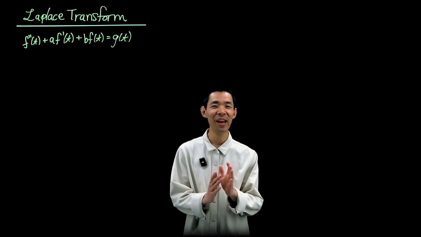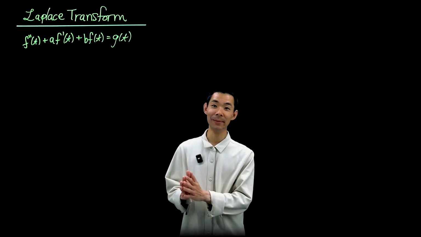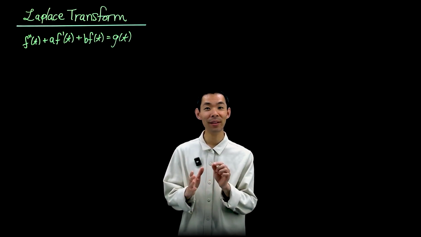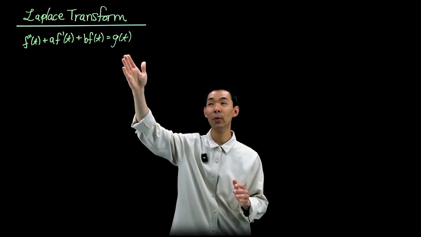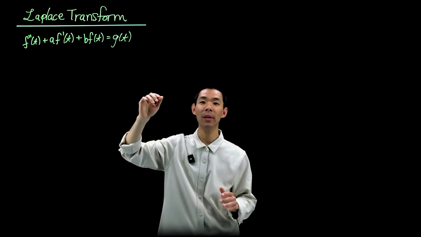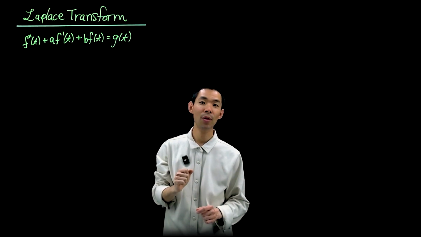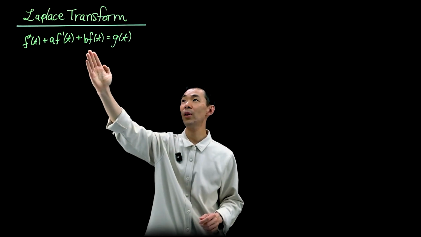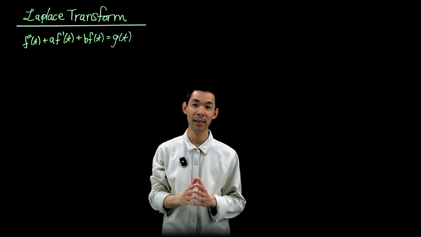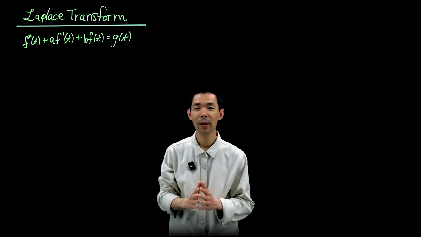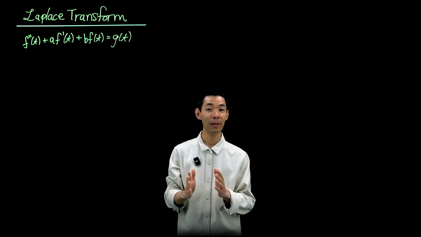Suppose we had a function, little f, as a function of time t. And that function, little f of t, satisfies the ordinary differential equation shown here on the upper left. Just your standard generic second order ODE with constant coefficients and a right-hand side g as some function of time t. Now, I'm going to define the Laplace transform of the function little f.